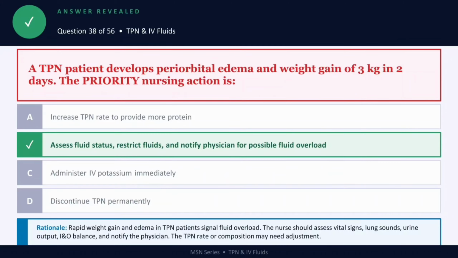The correct answer is option B, assess fluid status, restrict fluids, and notify physician for possible fluid overload. Rationale: rapid weight gain and edema in the TPN patient signal fluid overload. The nurse should assess vital signs, lung sounds, urine output, I&O balance, and notify the physician. The TPN rate or composition may need adjustment.